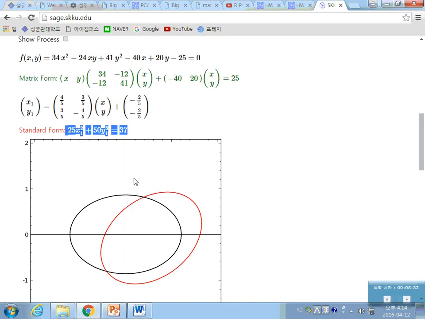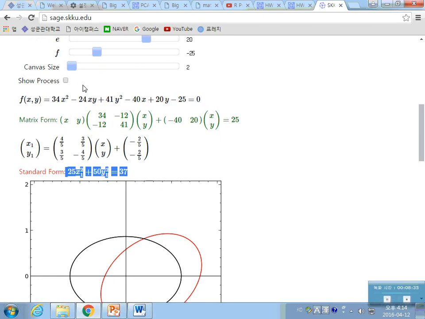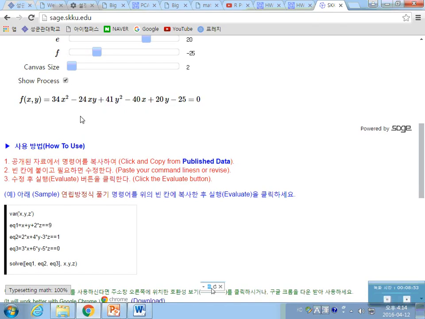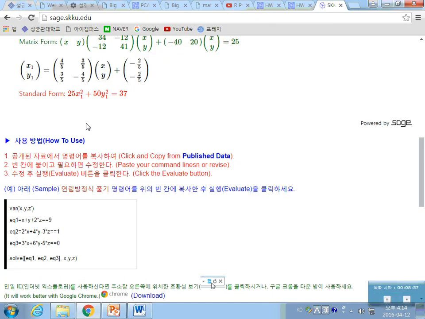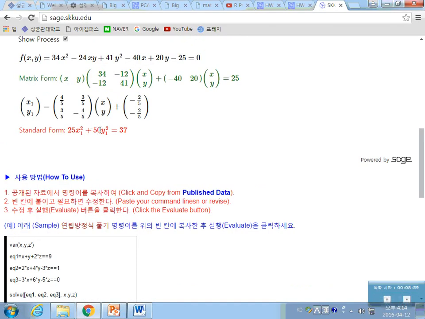If you just slide the function, then you can have animations and simulations easily. Just moving the slide from one direction to the other, you will see the change of the parameters, the change of the functions, and also the change of the graphs. Here, if you click the show process, you can see how the original form changed to the standard form.